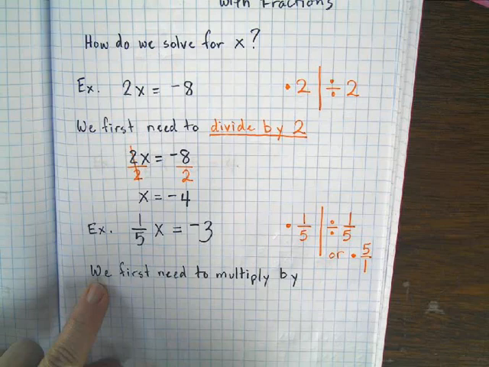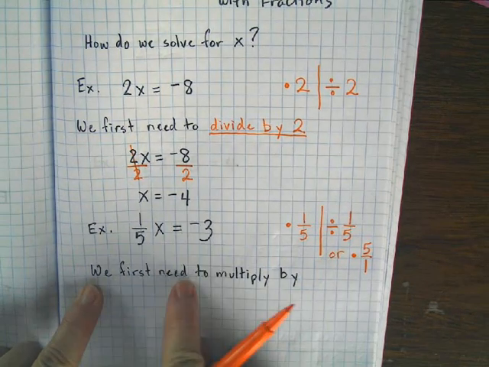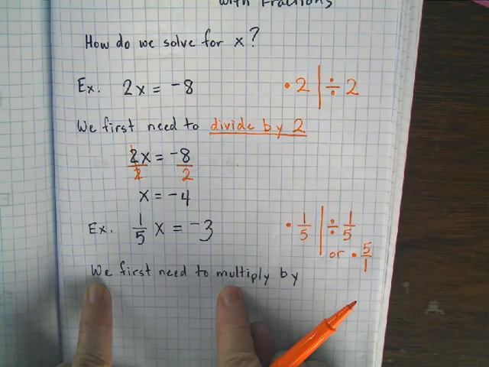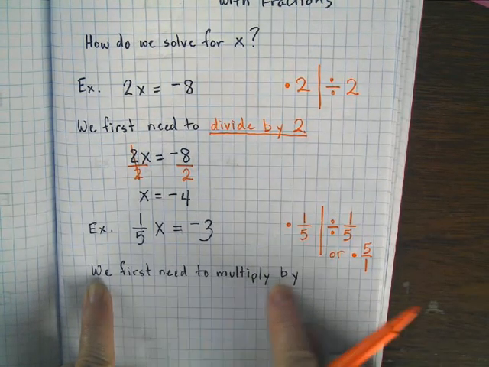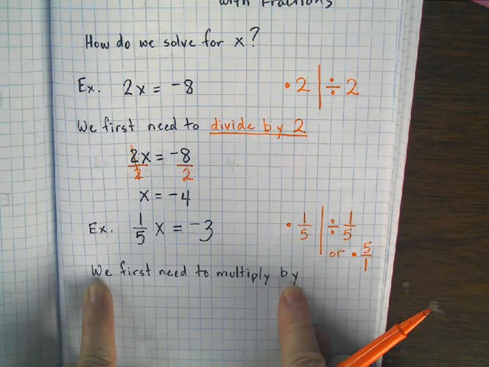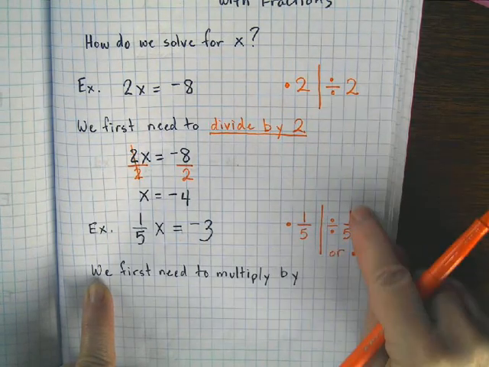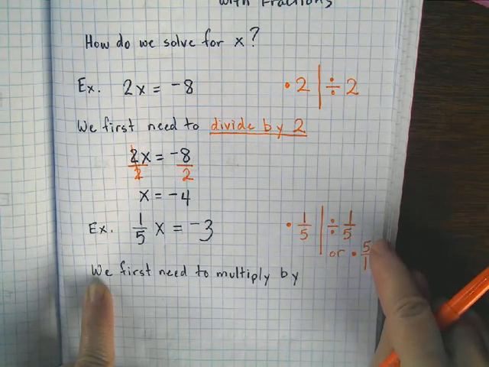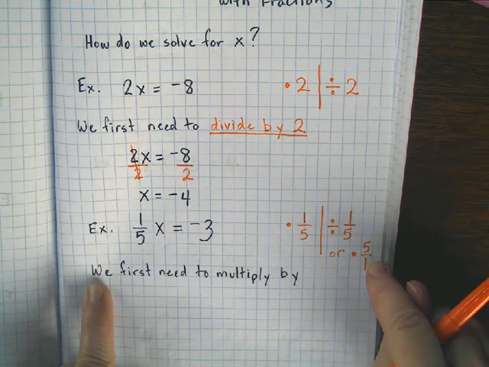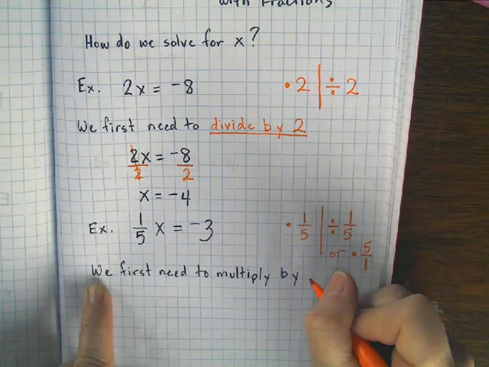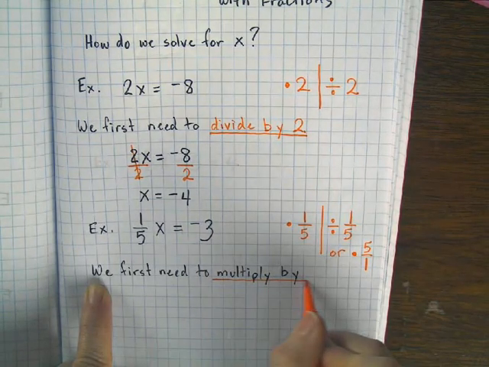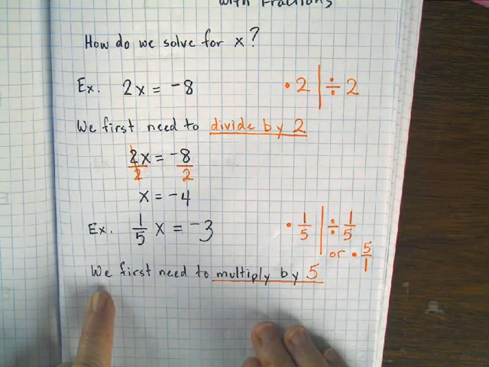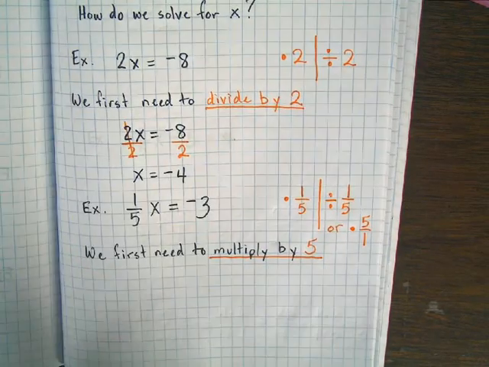So here it says we first need to multiply. So I had written divide, but math space wants me to multiply. What do I have to multiply by? I have to multiply by the reciprocal of 1/5, which is 5 over 1. And what's 5 divided by 1? Just 5. So I need to multiply by 5. Okay, so you're going to have problems like this in math space. Let's do another one.